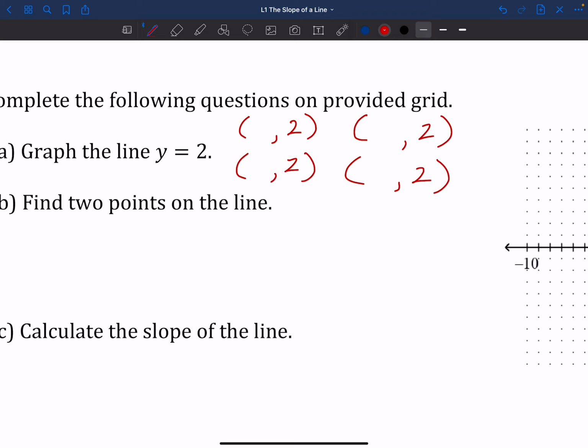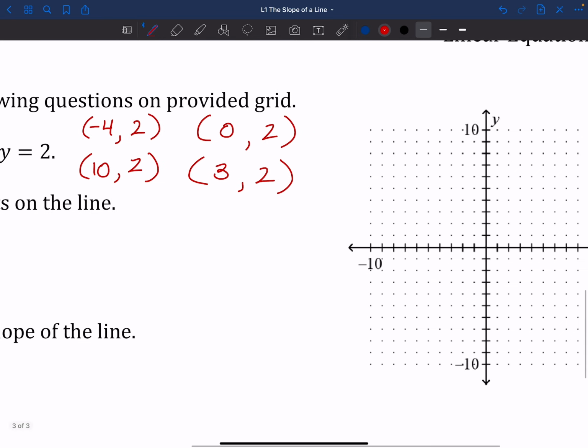After that, it doesn't tell me what the x has to be, so let's just throw some numbers in there. Let's say like -4. This one could be 10. This one could be 0. This one could be 3. All of those points are going to work for that line y equals 2. So let's take a look at what that's going to look like.